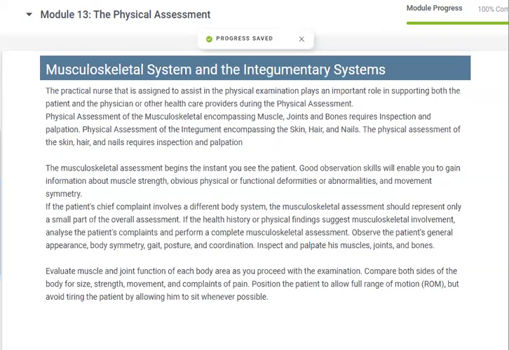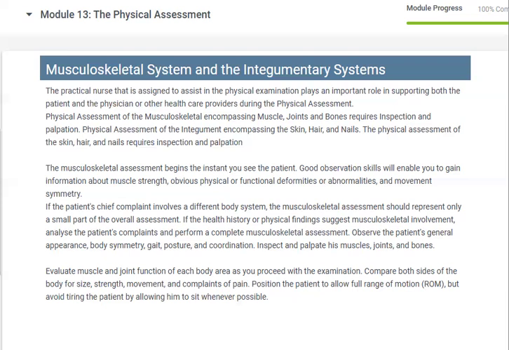The musculoskeletal assessment begins the instant you see the patient. Good observation skills will enable you to gain information about muscle strength, obvious physical or functional deformities or abnormalities, and movement symmetry. If the patient's chief complaint involves a different body system, the musculoskeletal assessment should represent only a small part of the overall assessment. If the health history or physical findings suggest musculoskeletal involvement, analyze the patient's complaints and perform a complete musculoskeletal assessment.